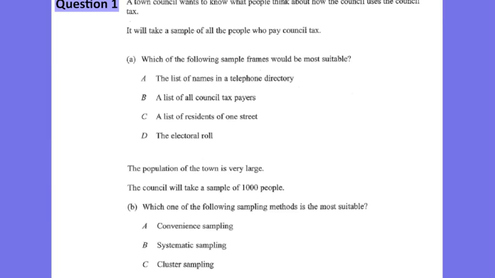Question number 1. A town council wants to know what people think about how the council uses the council tax. Really important. It will take a sample of all the people who pay council tax. Which of the following sampling frames would be most suitable? A list of names in a telephone directory, a list of all council tax payers, a list of residents of one street, or an electoral roll. Hopefully you got it from the clue in the way that I read the question. It's got to be a list of all the council taxpayers because it's to do with how the council uses the council tax. So it makes sense to be asking them what they think about it.